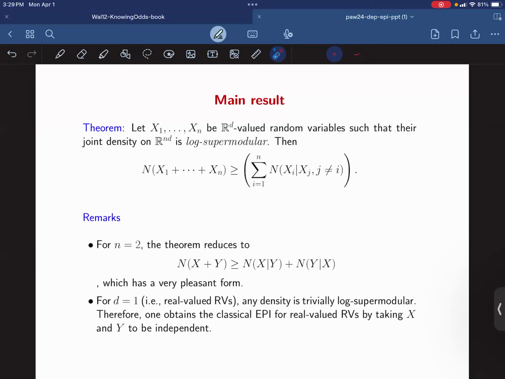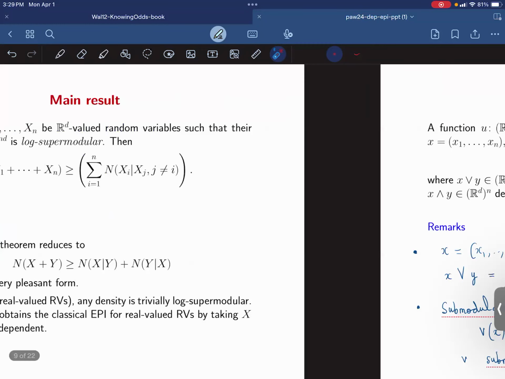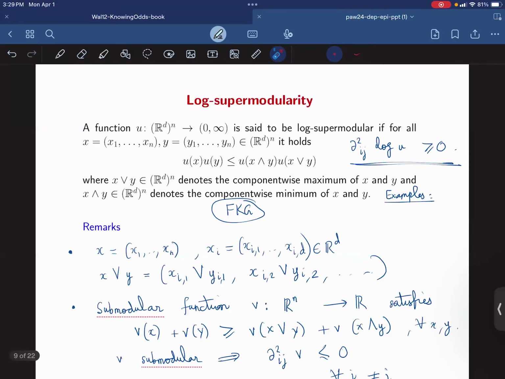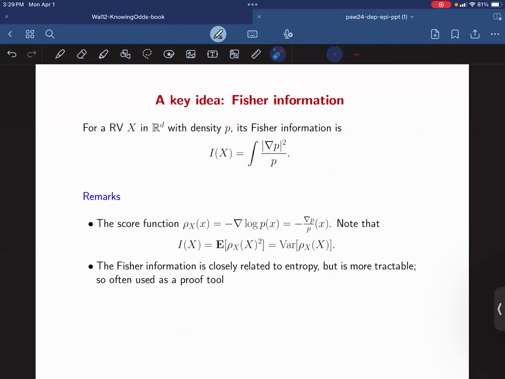Okay. So let's move on. Let me say something about the proof ideas behind this result. One key idea that is used not just in this work but in a lot of the previous work on entropy power inequalities is the notion of Fisher information.